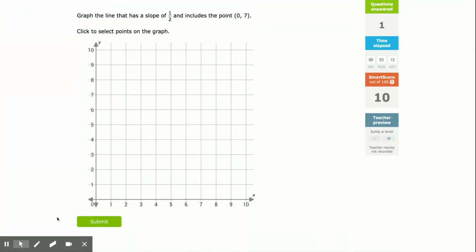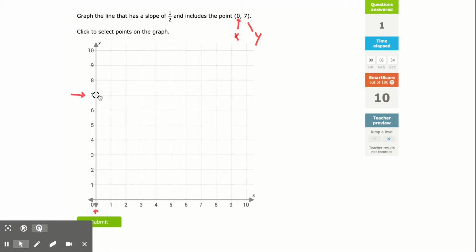Now look, if you'll notice, the point is a little different. I have an x value of 0, so that means I'm going to go right 0, which means I don't go right at all, right? I have a y value of 7. That means I'm going to go all the way up to 7. And I'm going to graph that point right here. Now, what I'm going to do is follow my slope of 1/2. It's a positive 1 over a positive 2.